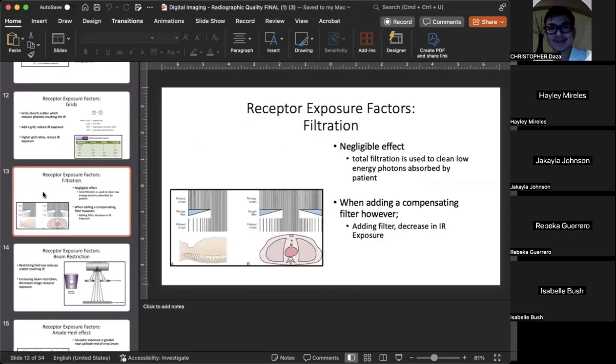With filtration, when we talk about total filtration, this is a negligible effect. Okay. Total filtration is used to clean low energy photons absorbed by the patient. When adding a compensating filter, right? Adding a filter decreases IR exposure. Okay. Compensating filter is different. It looks like these two items here. And notice when you add them, they're reducing the receptor exposure in these areas.